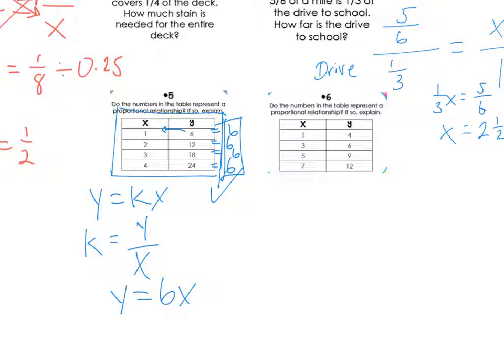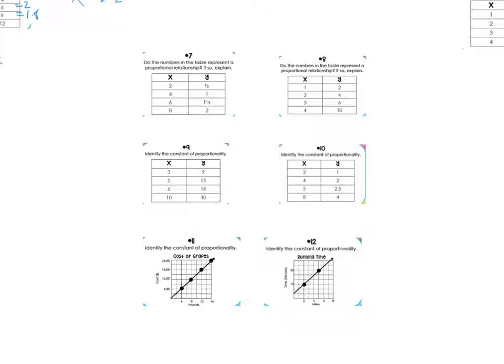What about number 6? Again, maybe do some division here. 4 divided by 1 is 4. 6 divided by 3 is 2. 9 divided by 5, I can stop right now. Because look, 4 and 2, and 9 divided by 5 is 1.8. This one is not proportional, right? When I take y divided by x, I don't get the same number. That's how those go. I will let you handle 7 through 10.